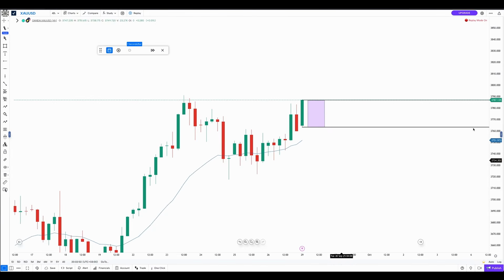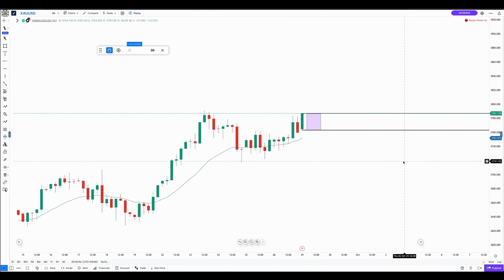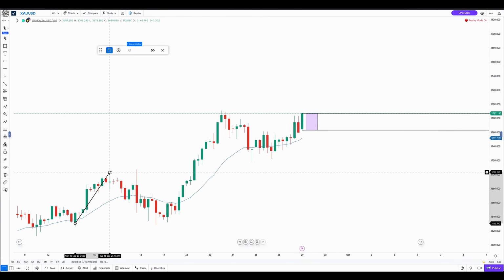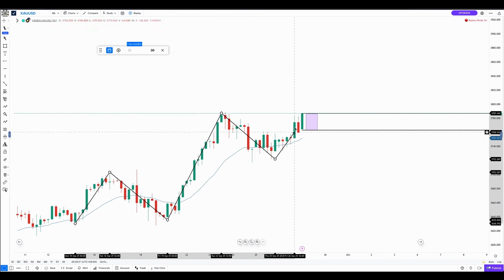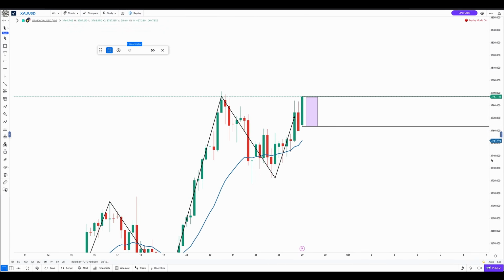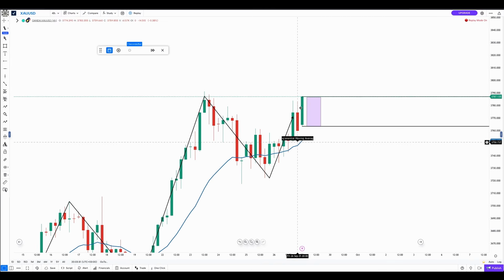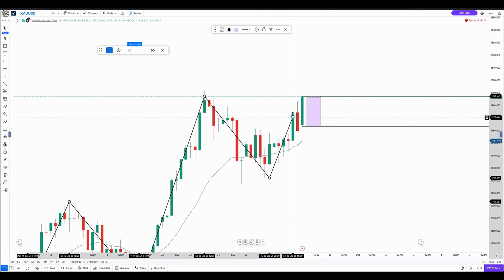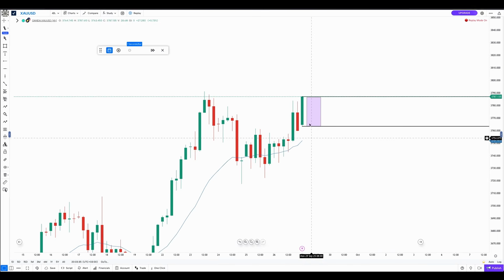What you need to check first is, where is the trend of the market going? We can see that this trend here is bullish. It's creating higher highs and higher lows, as you can see. We can also confirm that the trend is bullish by this 20-period moving average. You can see that the 20-period moving average is below the candles. So that confirms that the trend is actually going up.